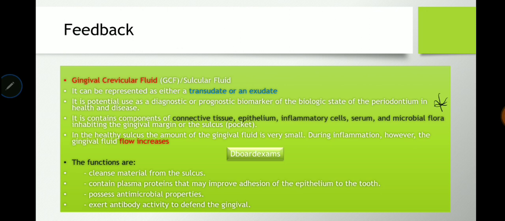So what's the function of gingival crevicular fluid? Number one, it cleanses the material from the sulcus. It contains plasma proteins that may improve adhesion of the epithelium to the tooth, and possesses antimicrobial properties. It also exerts antibody activity to defend the gingiva. So these are the important functions.